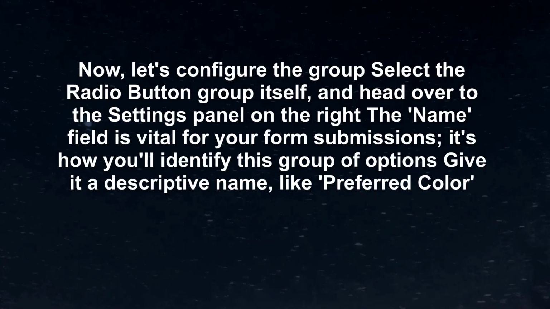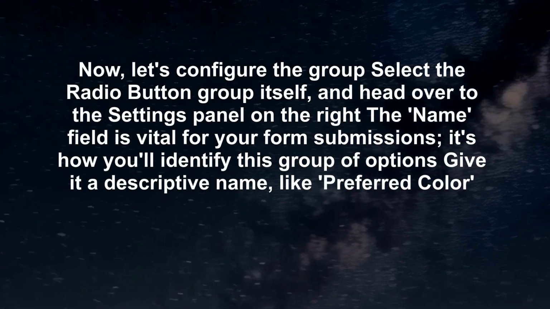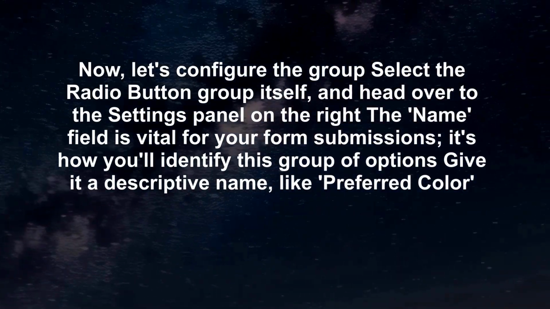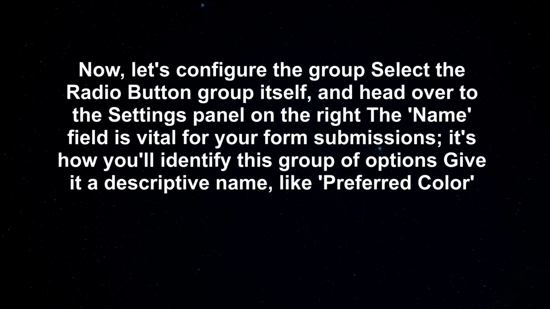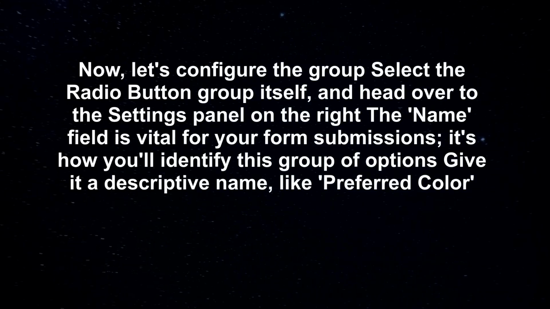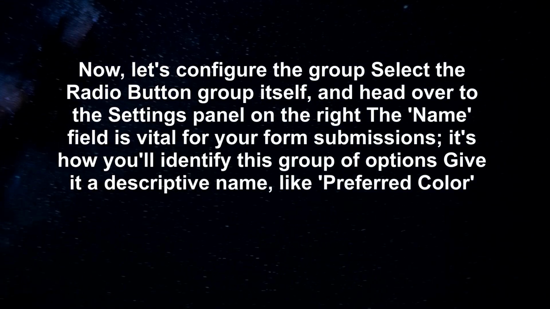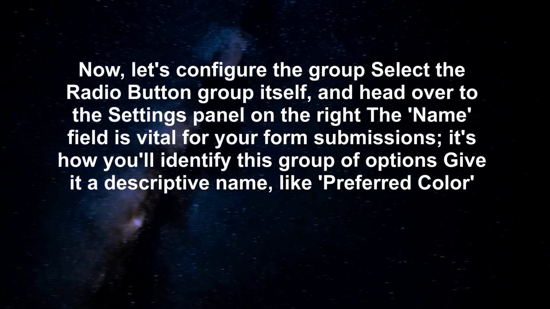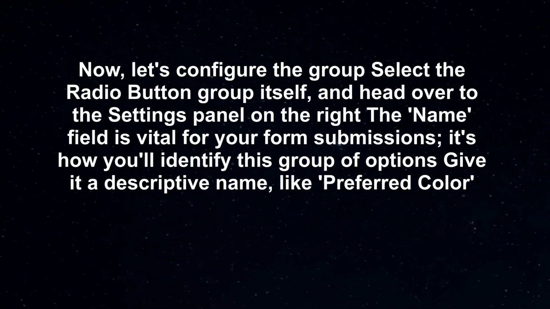Now, let's configure the group. Select the radio button group itself and head over to the Settings panel on the right. The name field is vital for your form submissions. It's how you'll identify this group of options. Give it a descriptive name, like preferred color.